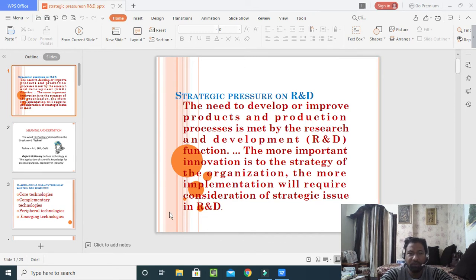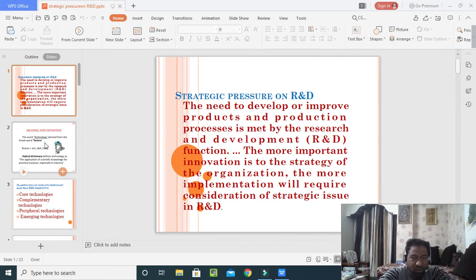The need to develop or improve products and production processes is met by the research and development, that means R&D function. The more important innovation is to the strategy of the organization, the more implementation will require consideration of strategic issues in R&D. So here it means totally why R&D is important. The need to develop or improve the products and productions, whatever the process or whatever the need of the product is, to bring some modification, or add features, or remove the outdated things. All these things will be considered in strategic issues in R&D.